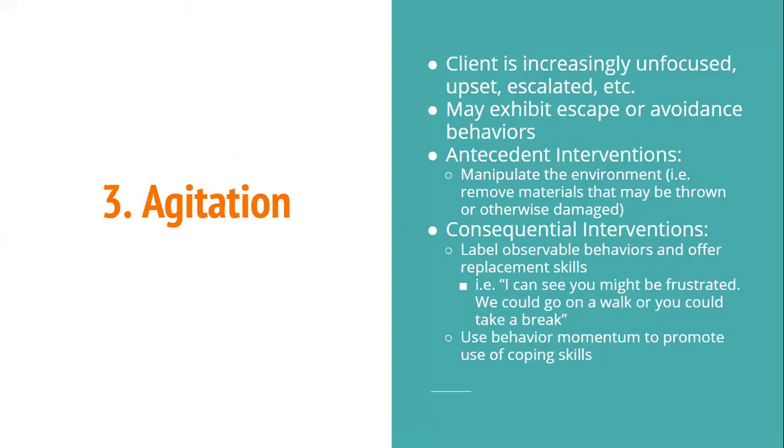Our antecedent interventions during this time is we have to make sure we're manipulating the environment. So when you see that your client is starting to become agitated, unfocused, we need to immediately look around and see what's going on in the environment that I can manipulate to make sure we maintain a safe environment. So if you have a client who typically engages in property destruction as they get more escalated, we want to manipulate the environment by removing any materials that are right near them that might be thrown, they might be hit.